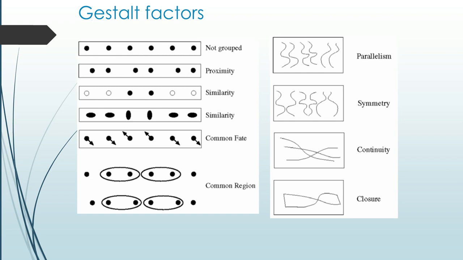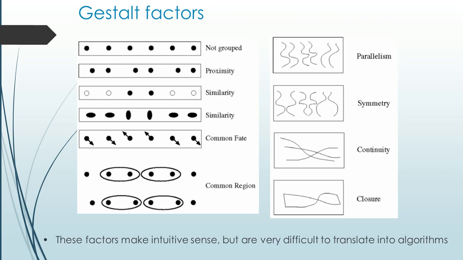Okay, now what's the problem? Well, the problem is that even though they are very intuitive, they are actually very difficult to translate into algorithms. Okay, so it's easy to understand because it's intuitive for humans, but for a machine it's not really easy to do. Okay, so we need to implement algorithms to be able to do this, but it's very difficult. So what we're going to do is start with a bottom-up approach.